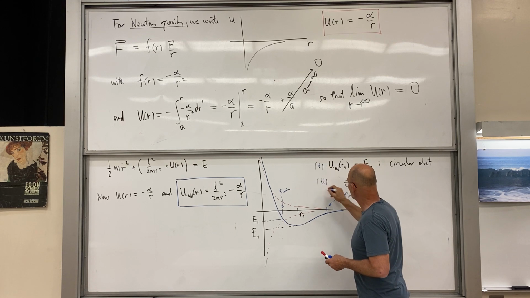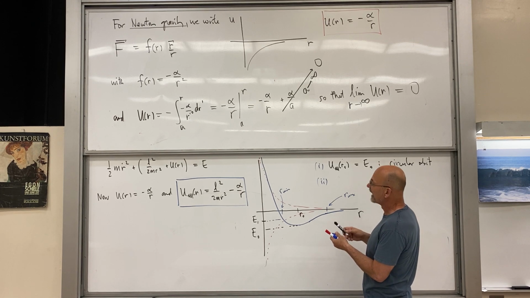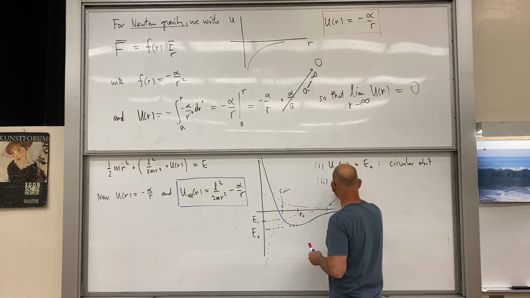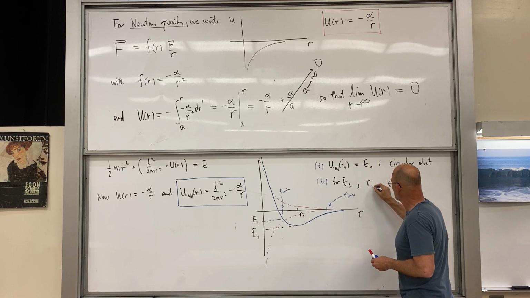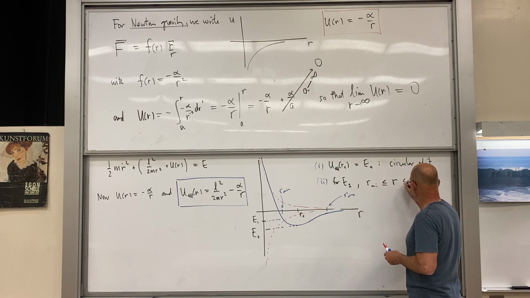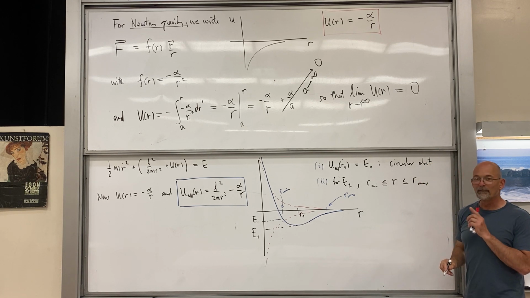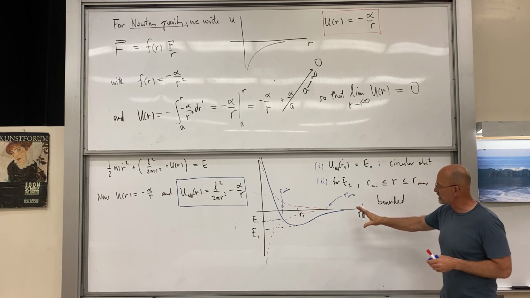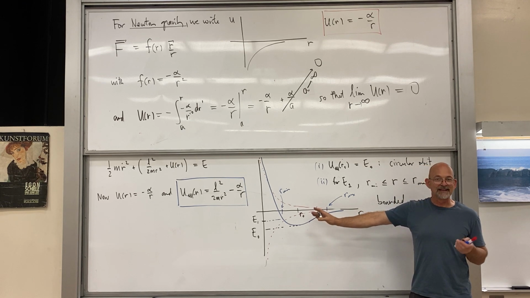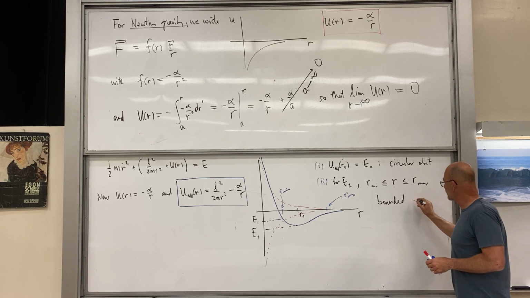So our second case, as before, for E1, R min is less than or equal to R, which is less than or equal to R max. And we say those are bounded orbits. No longer circles. We're of course going to prove that for this particular function they're actually ellipses. That's part of our discussion, Kepler's laws. But right now we just know that they're bounded.